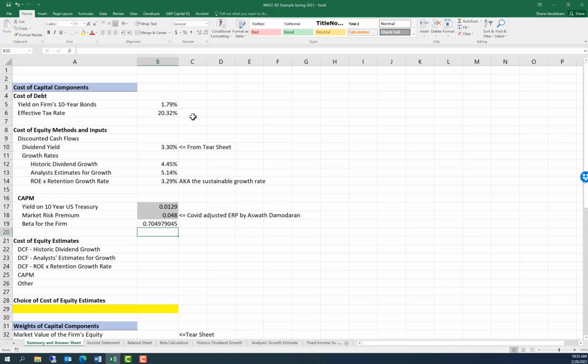Now I've got two other numbers in here, and I've provided these for you. The yield on the 10-year U.S. Treasury is 1.29%. I'll make that look nice. There we go. It's very low right now, but that is what it is as of today.